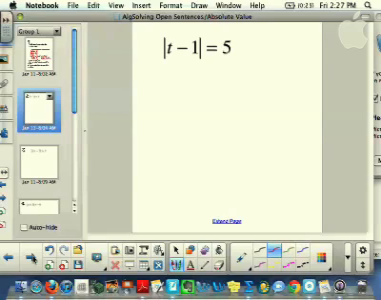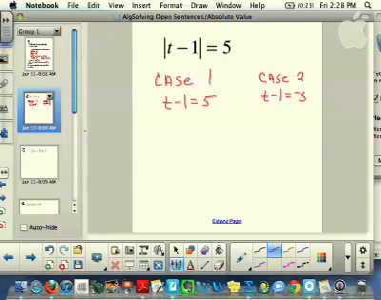Let's take a look at this problem. The absolute value of t minus 1 equals 5. Remember, I want to consider two cases. In case 1, the expression inside, t minus 1, could be 5. But in case 2, the expression inside, t minus 1, could be negative 5. Because we know that both of those will give us 5 when we take the absolute value.